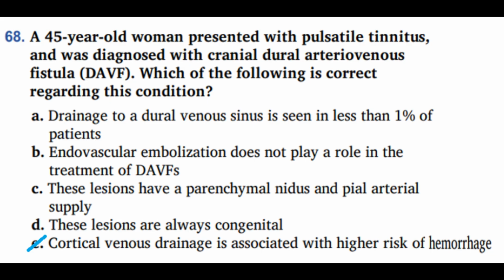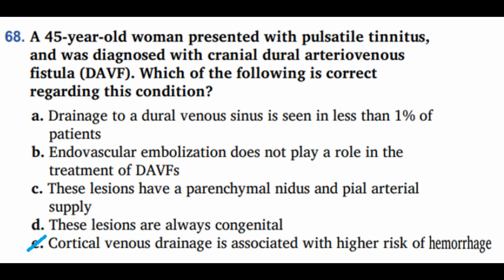Remember, DAVFs do not have a nidus and neither do they have pial arterial supply. DAVFs are acquired lesions and not congenital, which makes option D incorrect. And cortical venous drainage increases the risk of hemorrhage, which makes option E correct.